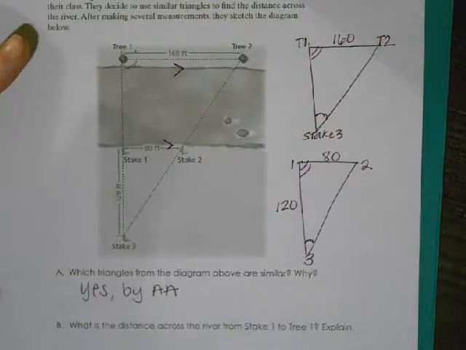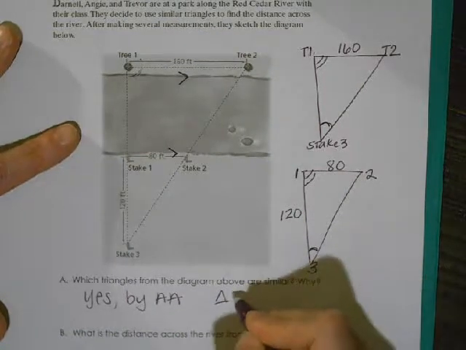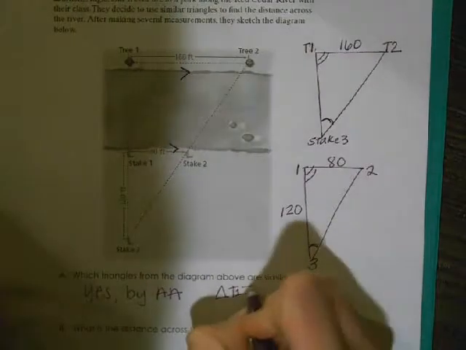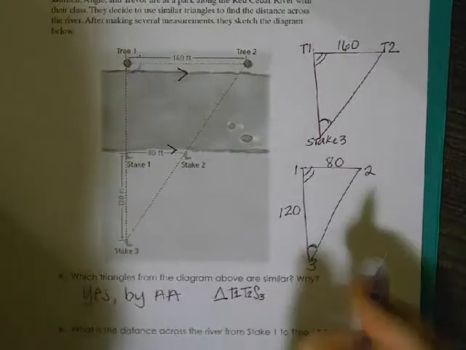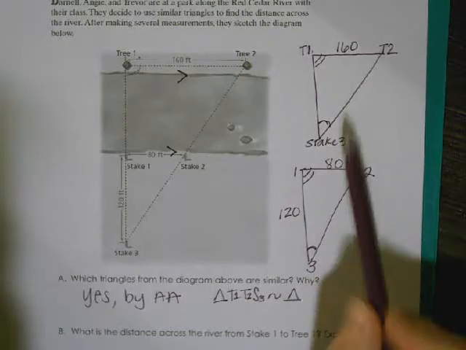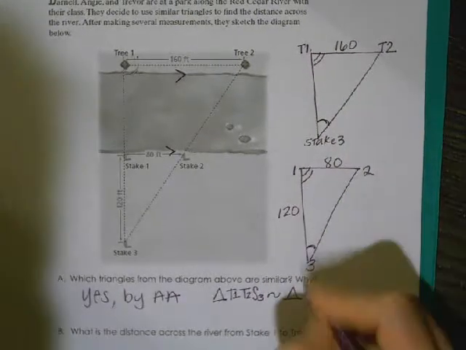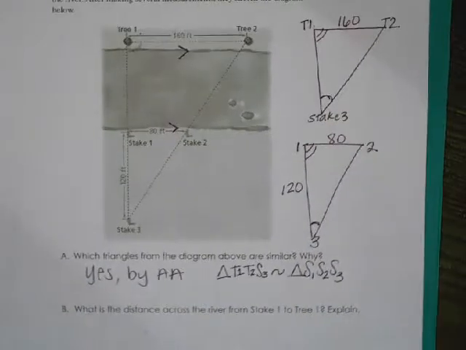And the question says which triangles are similar. So it's these two that we drew, okay? Maybe we can label them. Triangle T1, T2, and S3 is similar to triangle, so it was T1, T2, and S3. So then it's stake 1, stake 2, and stake 3 by angle, angle. Okay, and we've drawn those triangles that are similar already.